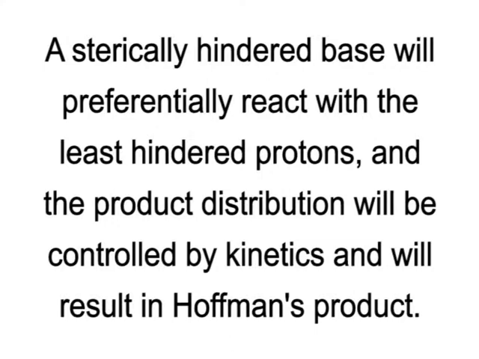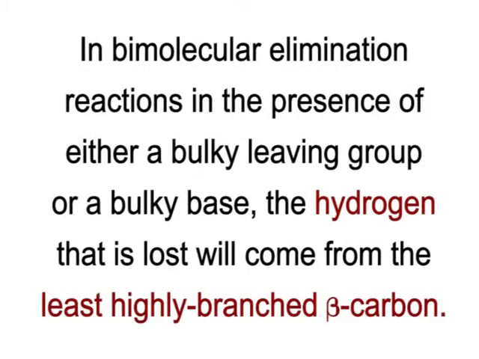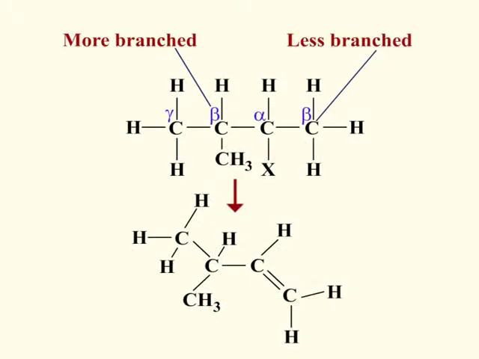Children, do you know what Hofmann's rule is? In bimolecular elimination reactions, in the presence of either a bulky leaving group or a bulky base, the hydrogen that is lost will come from the least highly branched beta carbon. Have a look at the formula on the screen. You can see that hydrogen will be lost from the less branched beta carbon atom and the product formed will be as shown on screen.